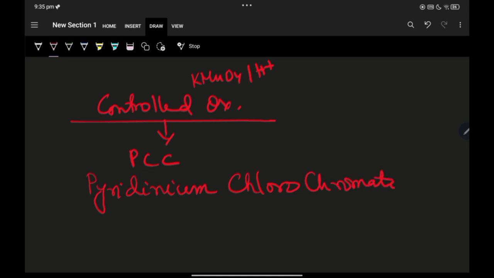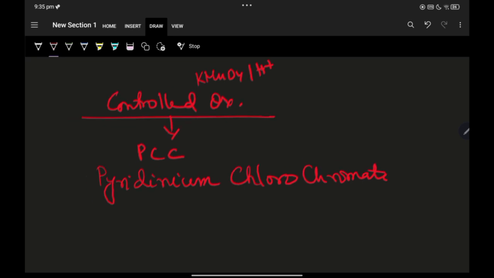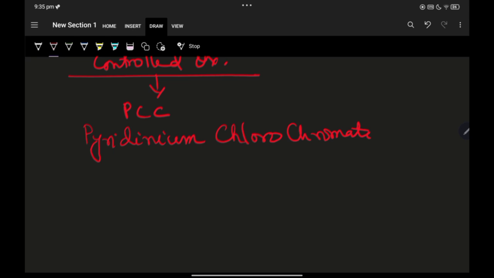Pyridinium chlorochromate. It's a complex of your chromium trioxide, CrO3, with pyridine and with HCl. So it is forming a complex with all these three. It's known as pyridinium chlorochromate.